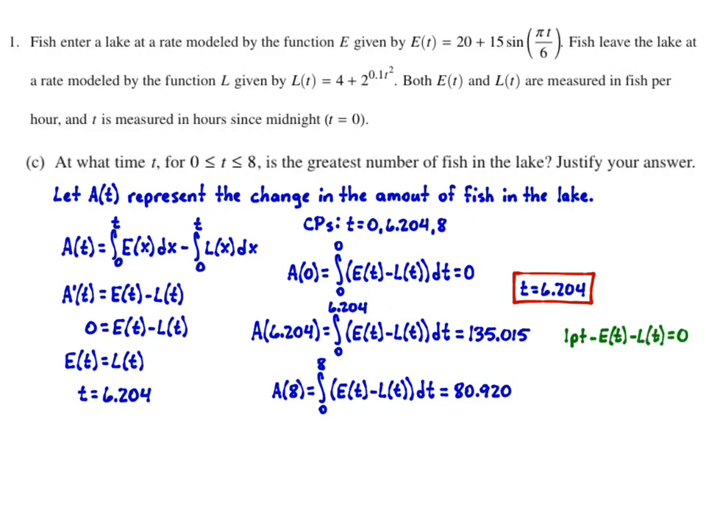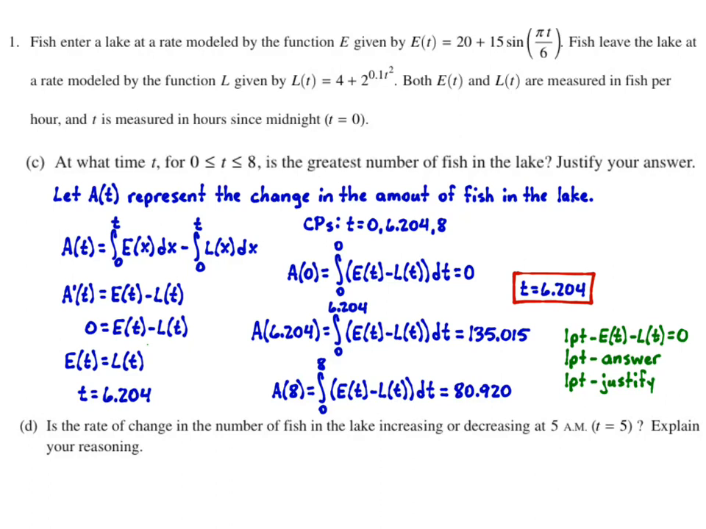As far as points go for this, you're going to get 1 point for setting E of t minus L of t equal to 0. So 1 point for getting to that line here. You're going to get 1 point for your answer. So basically all that work gets you that 1 point. And then also you're going to get 1 point for your justification. And again, your justification, when you're talking about absolute extrema, is going to basically be the work in finding all the values at your critical points. So 3 points for that problem.